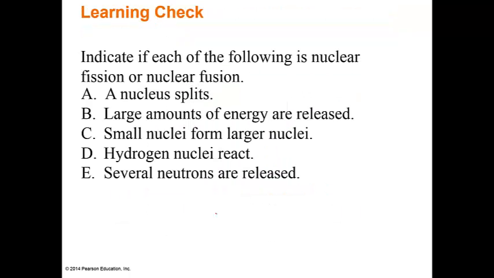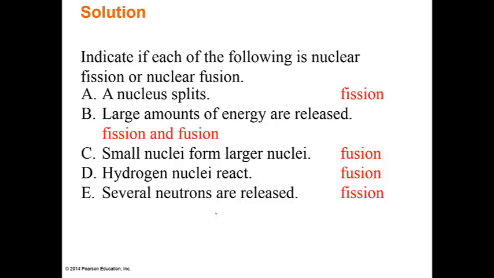So indicate if each of the following is a nuclear fission or nuclear fusion reaction. Well, a nucleus splits. So what is that? That's going to be fission. Large amounts of energy are released: fission and fusion. Small nuclei form larger nuclei, fusing together: fusion. Hydrogen nuclei react. What's that? That's going to be fusion, right? Because the hydrogen creates helium. Several neutrons are released. Well, that's both fission and fusion. Oops, that's just fission. One neutron is released in fusion. I apologize. There we go.